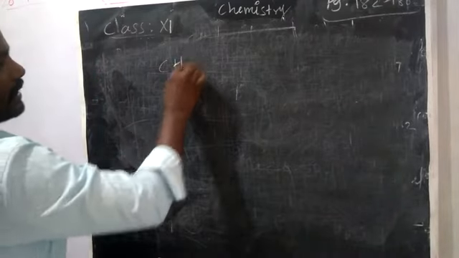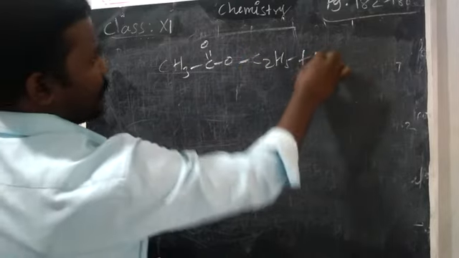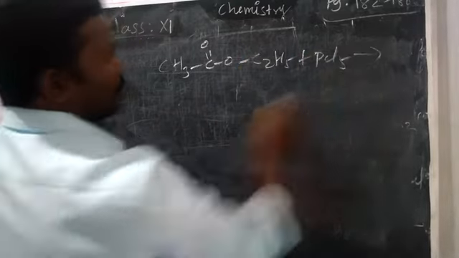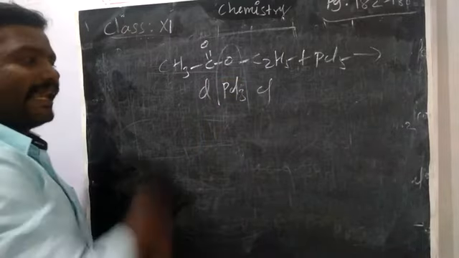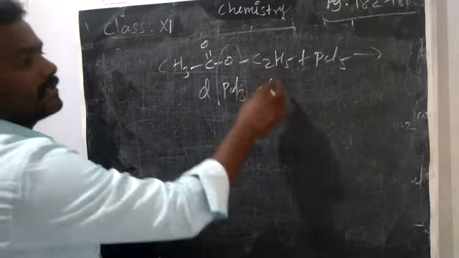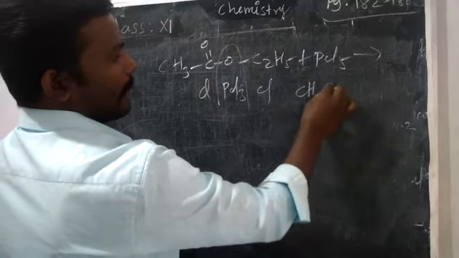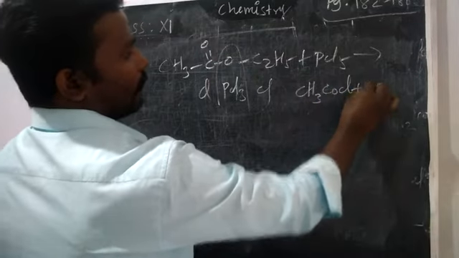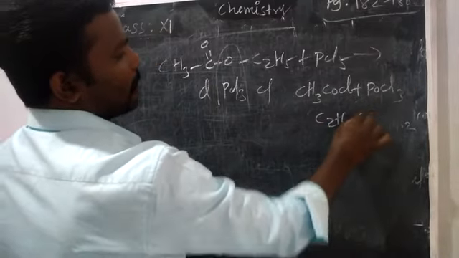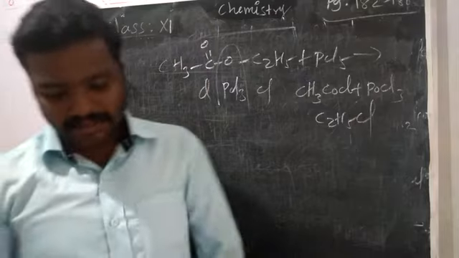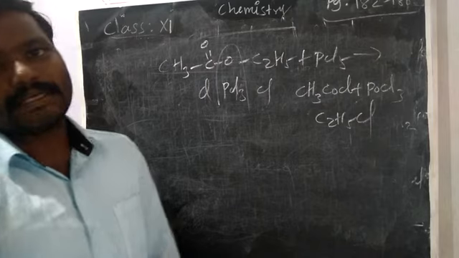Ester CH3C=OOC2H5 reacts with phosphorus pentachloride. So PCl5, Cl, you make it cap now. POCl3, sorry, C2H5Cl will go. So acetyl chloride, phosphorus oxychloride, and then ethyl chloride. 3 products will be obtained in this reaction. Okay. Now the last derivative of acid, that is amide.